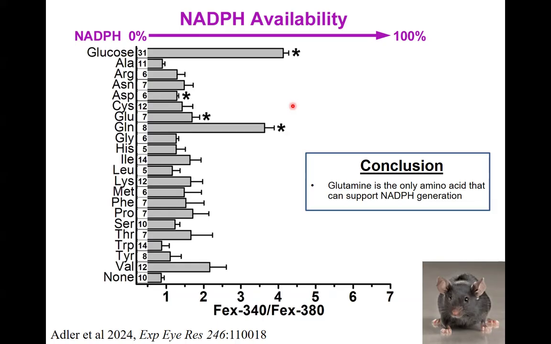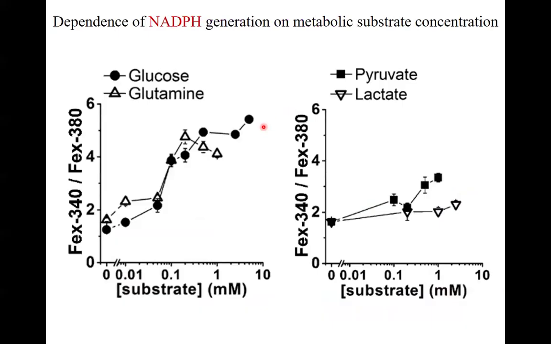But the take-home message from here is actually that nothing else works as well as glutamine. Taurine does not work either. We tried taurine as well. It does not work. And we also tried malate and citrate. They do not work. Citrate is pretty low. But the other things that we tried, we did titrations. This is the ratio with glucose and glutamine.